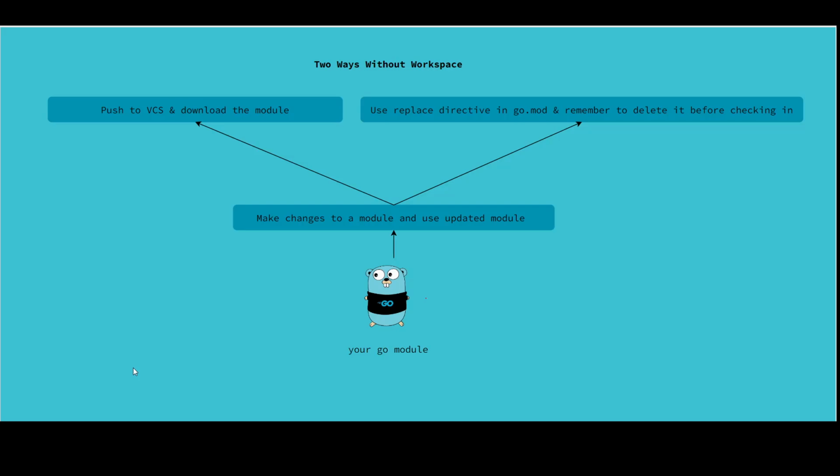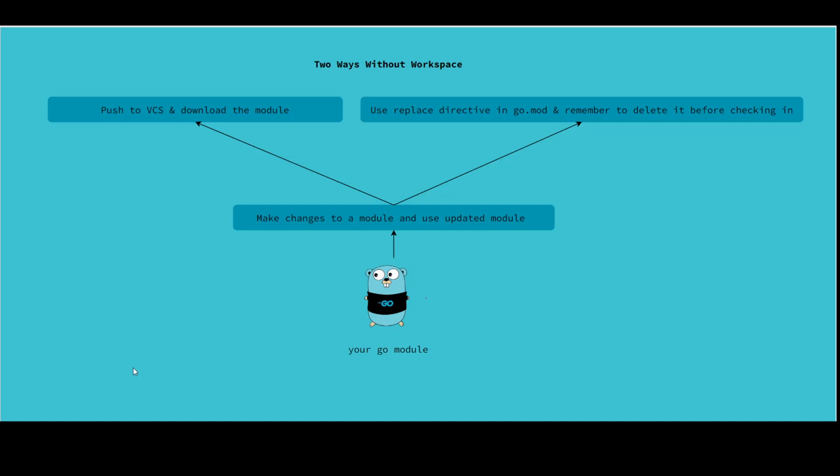One is that you check in into a source control and download that module, or you can use a replace directive in the go.mod file, and before checking in your module, remember to delete it from the go.mod file. These two present a problem, which is that, first, you have to remember. Second, it's very hectic. If you want to quickly test a certain functionality, if you were to go with the first way, you have to implement the functionality, check it in, and download that module and use the functionality. That's a little bit of work involved there.